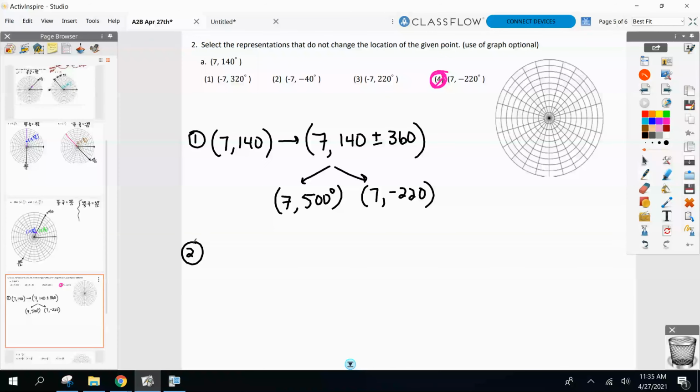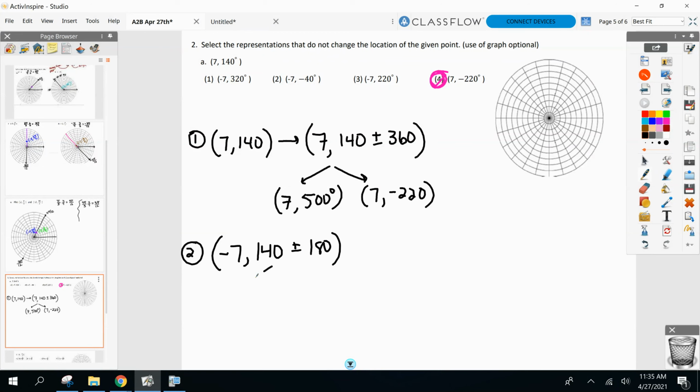Well, what happens if I want to make the R value negative now? All right, negative. So let's say 7 turns into negative 7. What would I need to do to 140 now? Think about what we just did the last two graphs. We go on the opposite side, which would mean what? Add or subtract how many? 180, yes. So if you want to change the sign on your R value, you take your degrees and add or subtract 180. Because that means you're going on the opposite side.